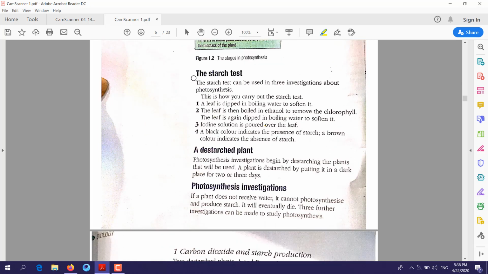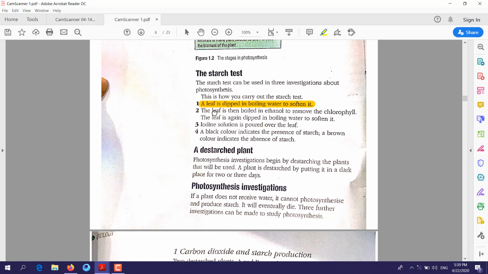Then, the starch test. We say the plant will store the extra glucose as starch, but how can we know there is starch in the plant? The test for starch has some steps. Firstly, we bring a green leaf. This leaf is dipped in boiling water, so it will be soft.